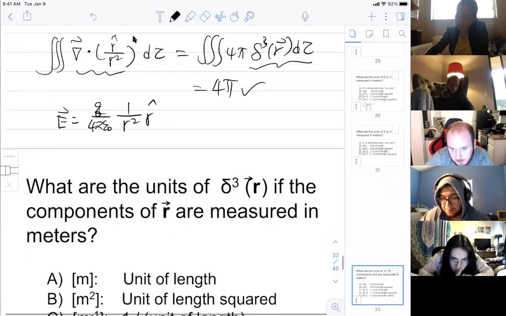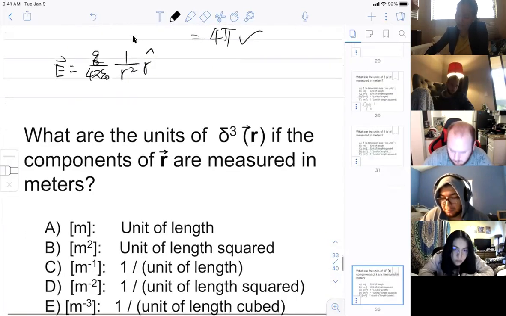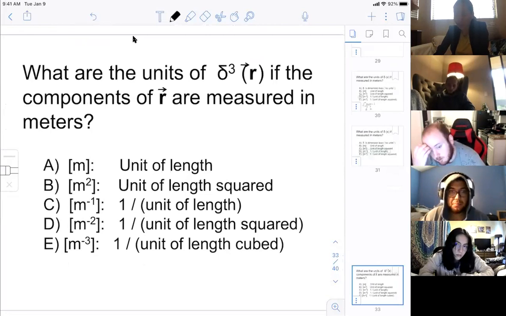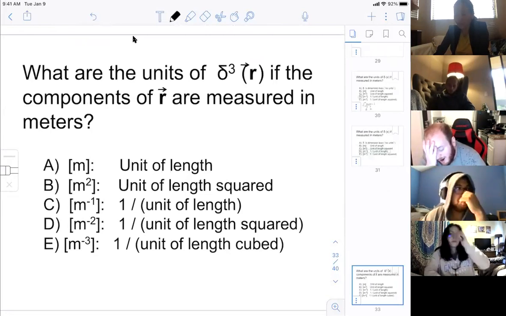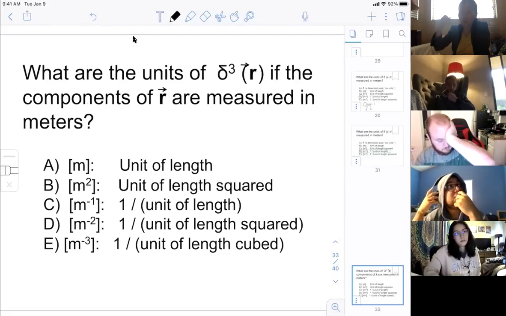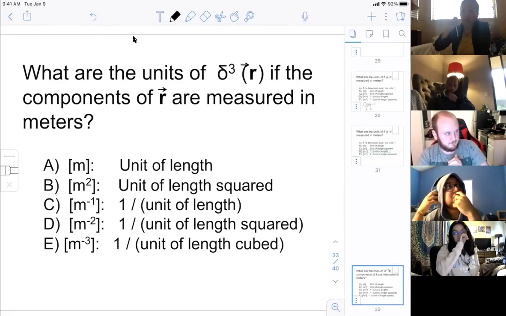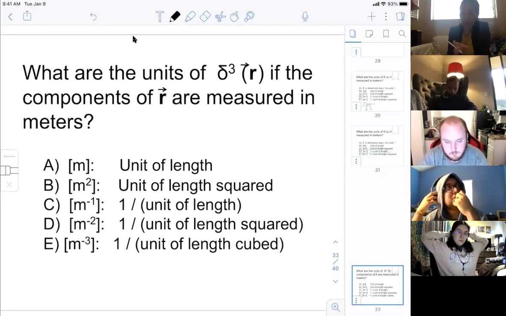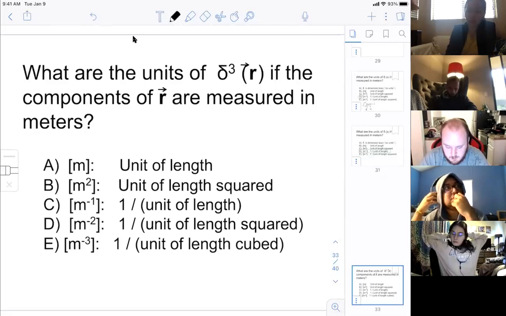So let's take a look at a few more questions. This one, I think you probably already know. I'm not going to send you to breakout rooms, but we can vote right here. By looking at the units of the 3-dimensional delta function, if r here is describing a position in space that's represented by the r vector, what are the units for the 3-dimensional delta function?